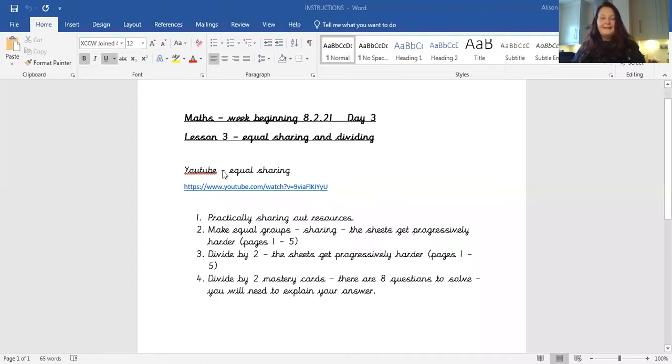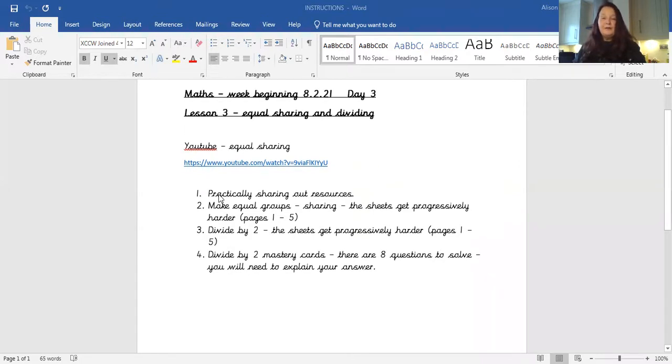Right. So this is your long list of work for you to look at today. There's a YouTube clip if you want to. And then there are some activities, and they get harder and harder as you go down. So your first activity is practically sharing. That means using cubes or buttons or toys, anything you've got at home or in school to help you to share. And then there are some different worksheet activities.